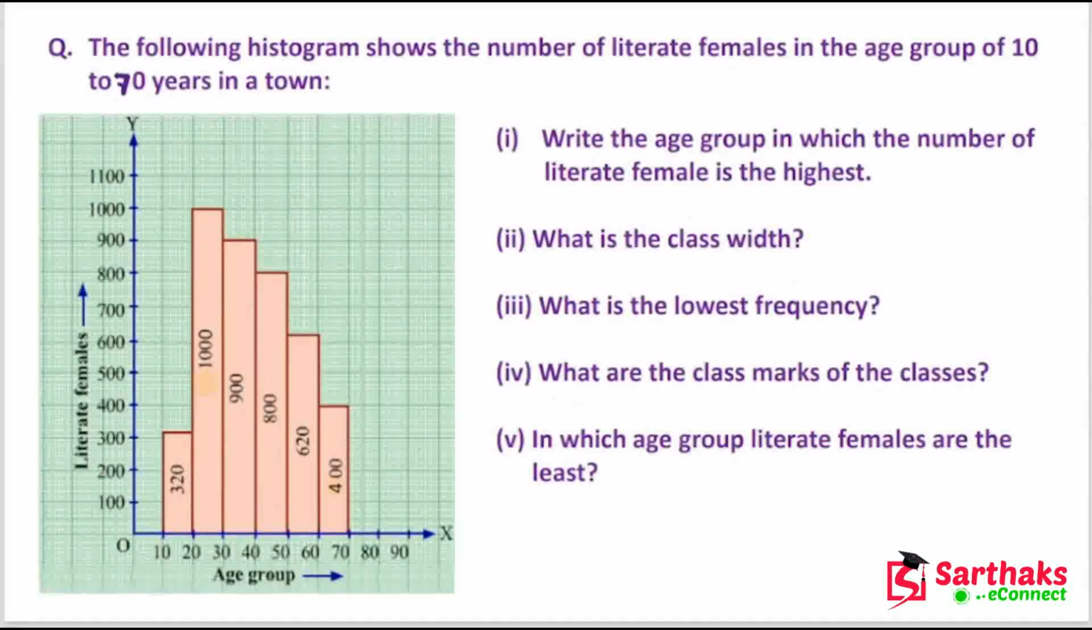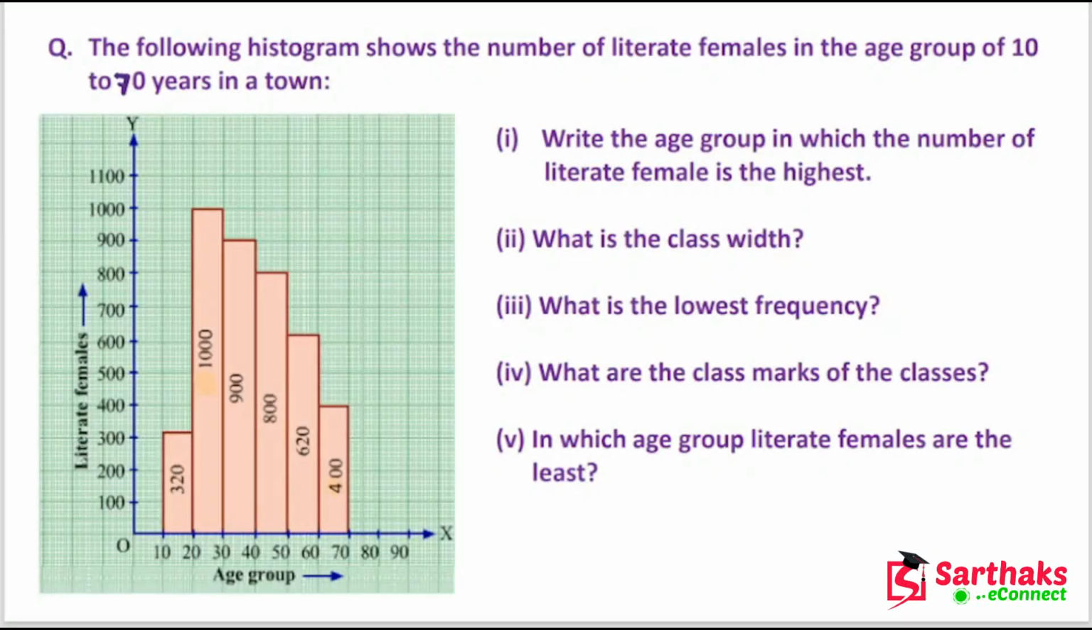So let us talk about this particular question in which a histogram is given, which tells us the number of literate females in the age group of 10 to 70 years in a town. Now there are some questions asked based on this graph. This type of question is very common in exams, in which we are given a graph and asked what is the class width, what is the lowest frequency, which group has the highest frequency. In this case, frequency is the literate females, and the class intervals are basically the age group.